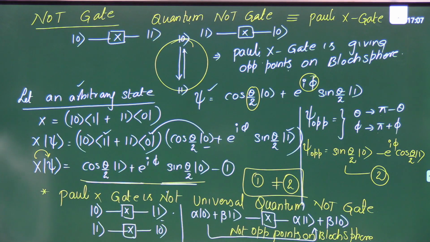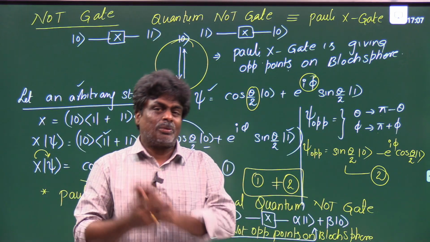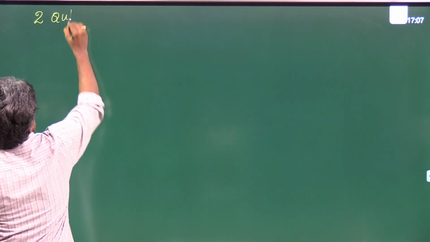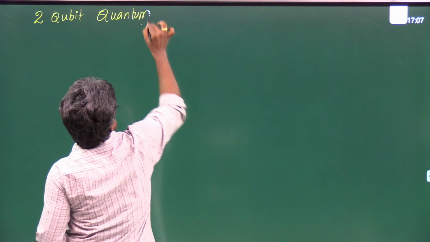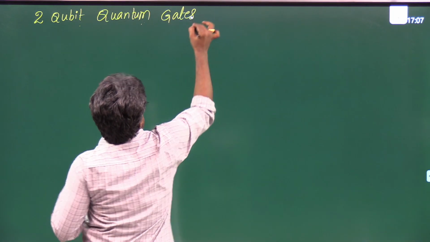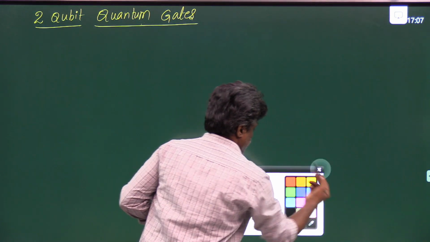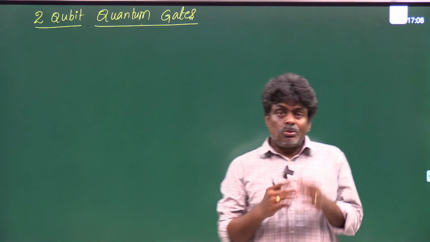That's it. Okay, so now you have to know what a universal quantum NOT gate is. For that, we have to go to 2-qubit quantum gates. Are you ready? Take a fresh page. Put the heading: 2-qubit quantum gates. If you are following, please attend. Otherwise, don't waste your time. Your time is also precious. Okay. Listen. Right, 2-qubit quantum gates.